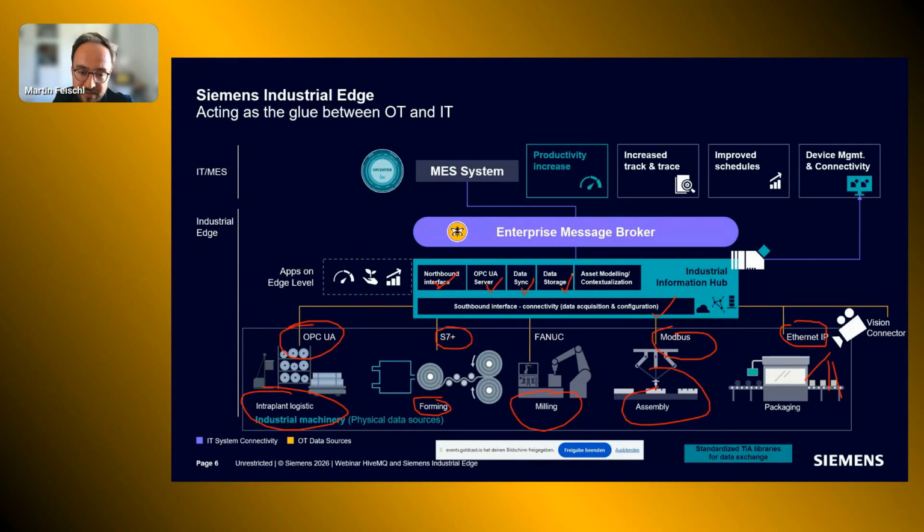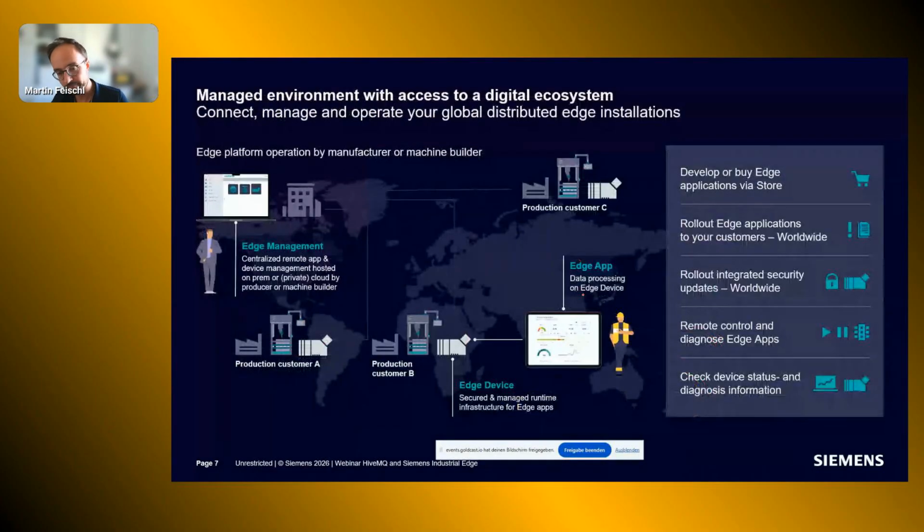Data storage, for example, if there is a connection loss to the enterprise message broker because, I don't know, someone disconnected the Ethernet cable, then the Industrial Information Hub is storing the data here. And when the connection is re-established, all the data with the right timestamp is provided on the message broker. And one of the most important points is asset modeling, and also giving the data contextualized information, which is also done via our Industrial Information Hub.